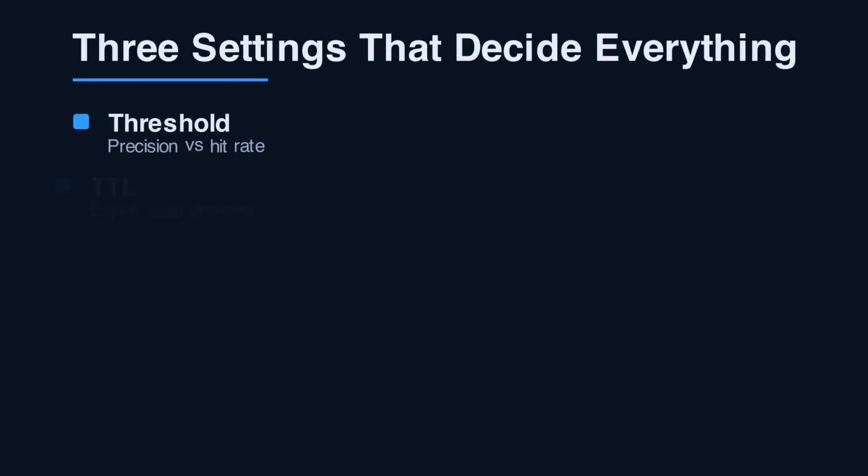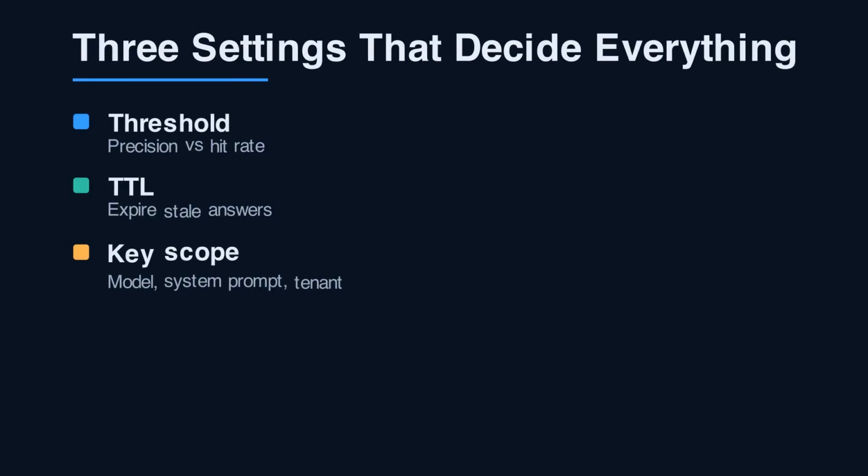Three knobs dominate. First, the similarity threshold. This is your precision versus hit rate dial, and the right value depends on your embedding model and domain, so measure it. Second, time to live. Set an expiry on entries, because answers about prices, inventory, or anything time sensitive go stale fast. Third, the cache key scope. Raw prompt text alone is rarely enough. Fold in things that change the answer, like the system prompt version, the model name, the user's language, and any tenant or permission context. If two users should see different answers, they must never share a cache entry.